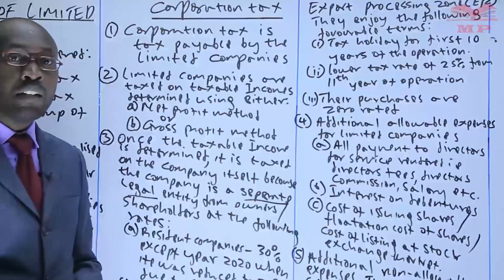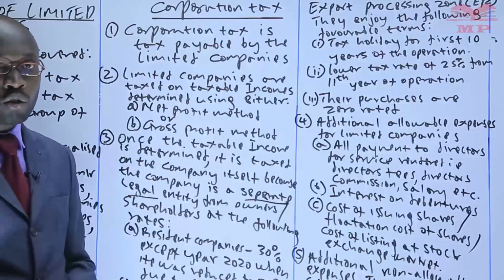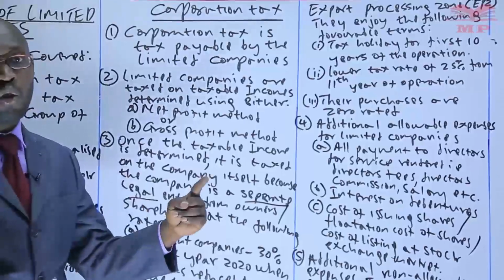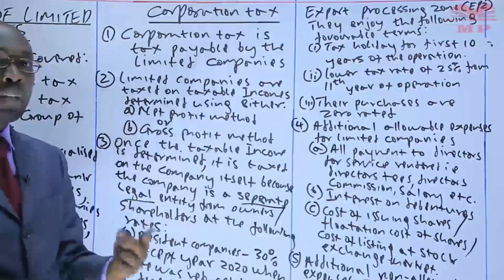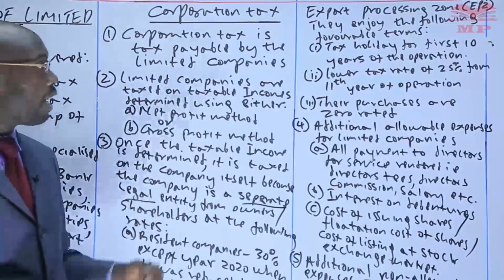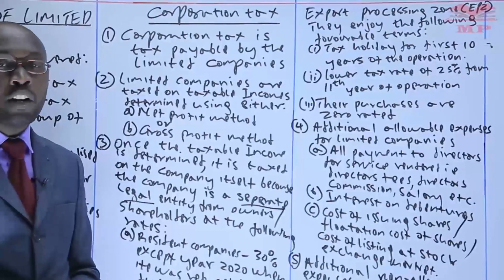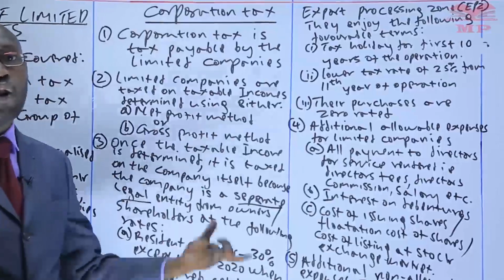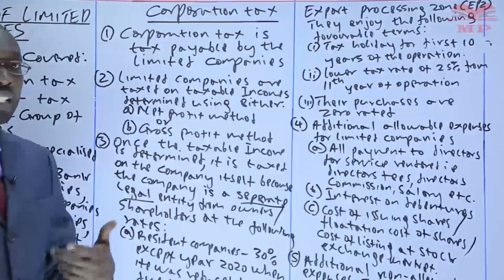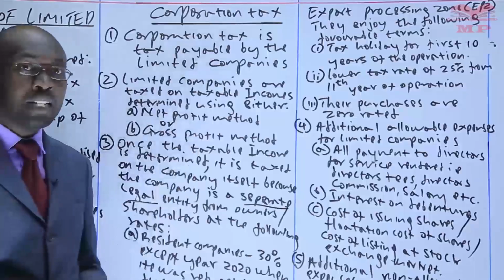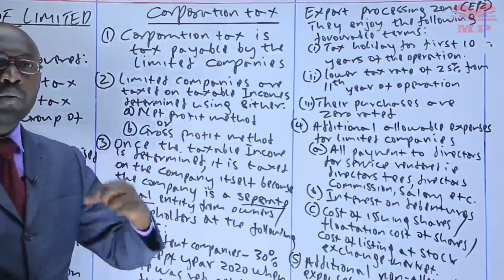One, tax holiday for the first 10 years of their operation. So if you go set up your company there and it must be for exports only, then for 10 years you don't pay any single coin to the government in form of tax. Then we have number 2, a lower tax rate of 25% from the 11th year of the operation. So instead of the normal 30%, you only pay 25%. So there is a saving of 5%. And then their purchases are usually zero rated. This we are going to see when we do the VAT.